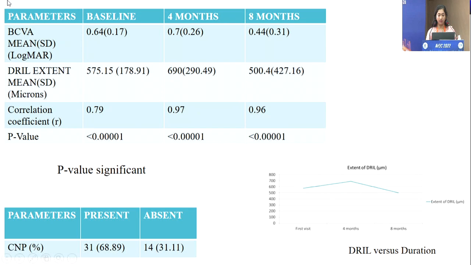At baseline, the mean BCVA was around 0.64 and mean DRIL was 575. At 4 months, mean BCVA was 0.7 and DRIL increased to 690. So there was a decrease in BCVA corresponding to increase in the DRIL value. And at 8 months, there was decrease in the DRIL and a corresponding improvement in the visual acuity, which had a significant p-value. The CNP area was present in 31 eyes out of 45.